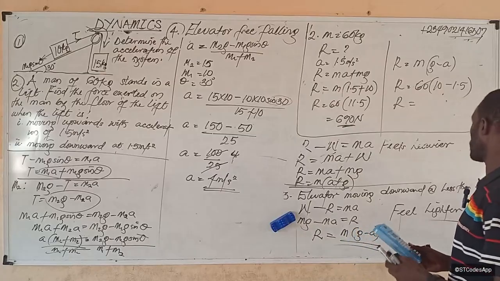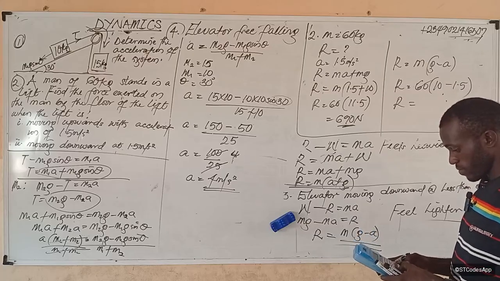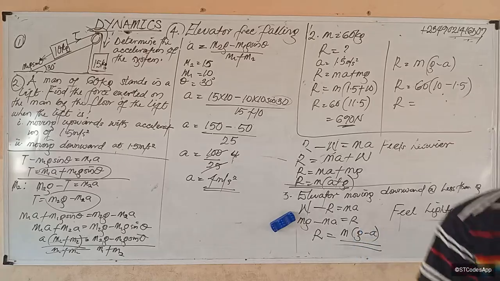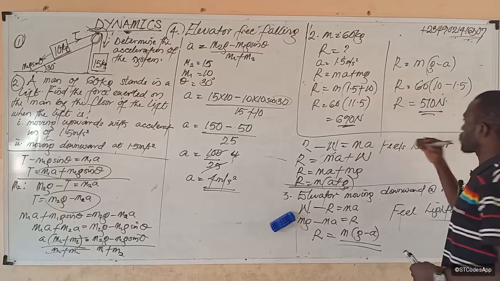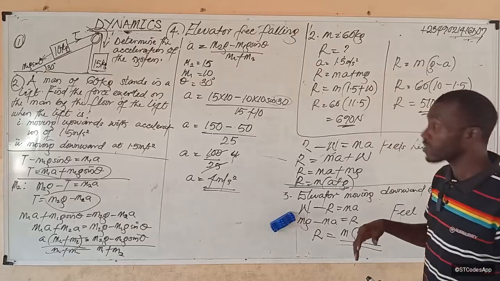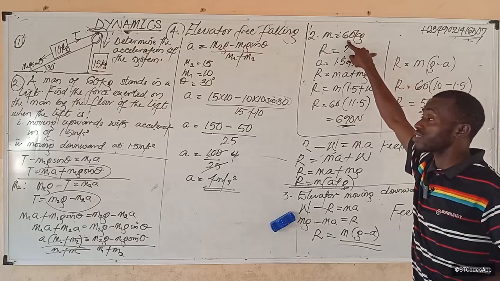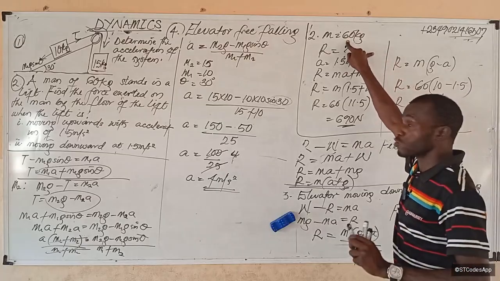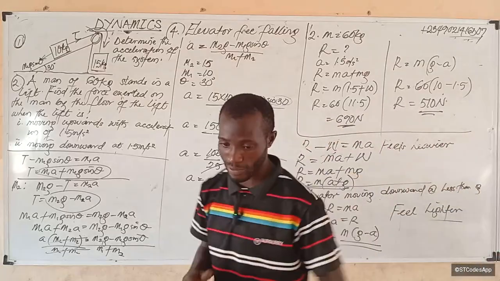So 10 minus 1.5 is 8.5. So 60 times 8.5, 510 Newton. And this proves that we are correct because you feel lighter when you are coming down. Since this body is 60 kg, your normal weight should be 600. So 510 is less. Is that clear? So with this we come to the end of the video.